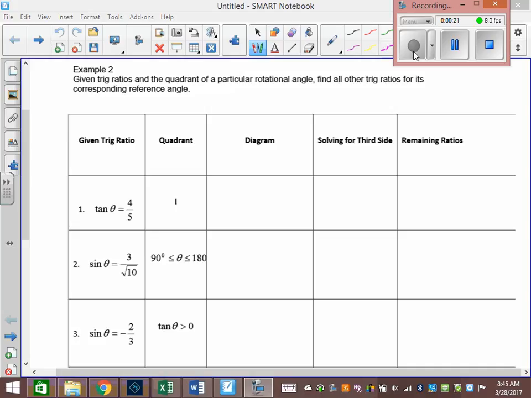So whenever they do that, you do this, okay? Given trig ratio, ask for other trig ratios. Often, they'll ask for just one, not all the rest of the 5.